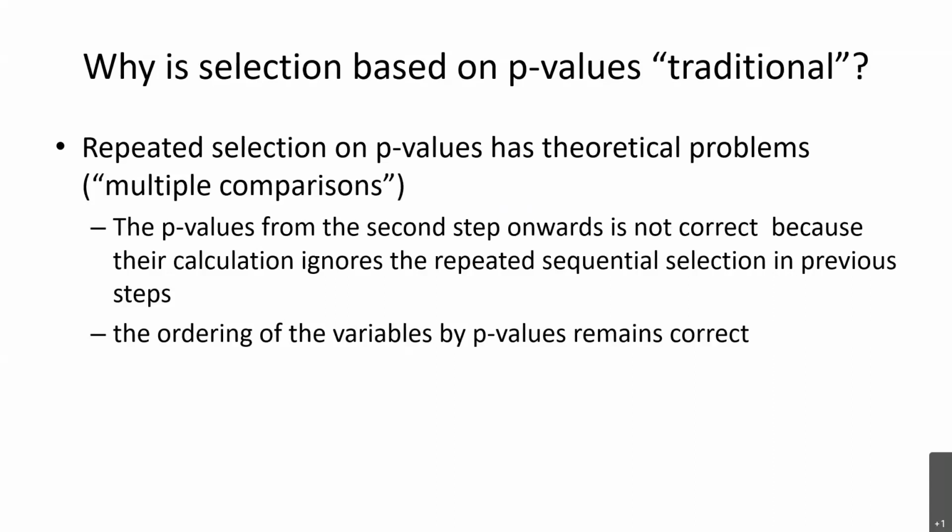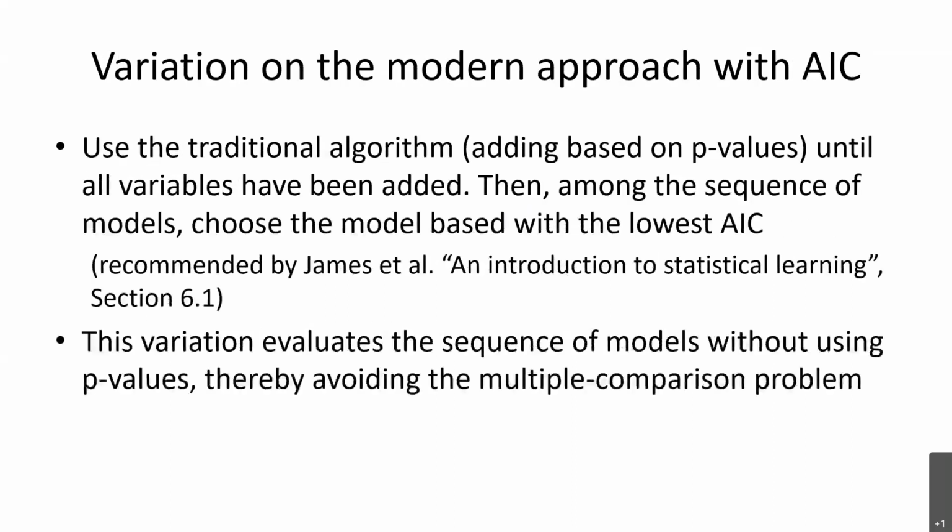So when I say a variable is the best and then the next variable is the best, that remains true. It's just that the interpretation of the p-value is incorrect because it should be a different value and we don't know what it is. So we exploit this phenomenon. We can exploit it because the ordering is correct, the p-value is incorrect, by simply doing a variation now on the modern approach with AIC.